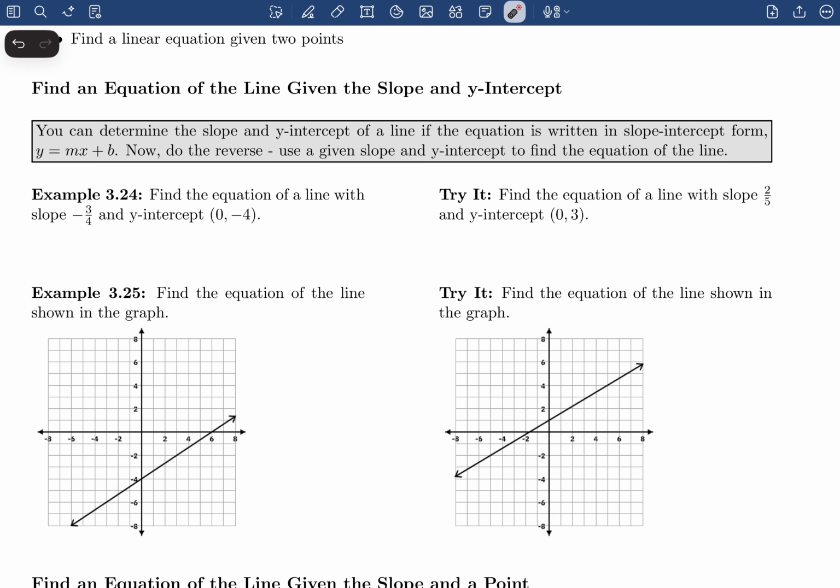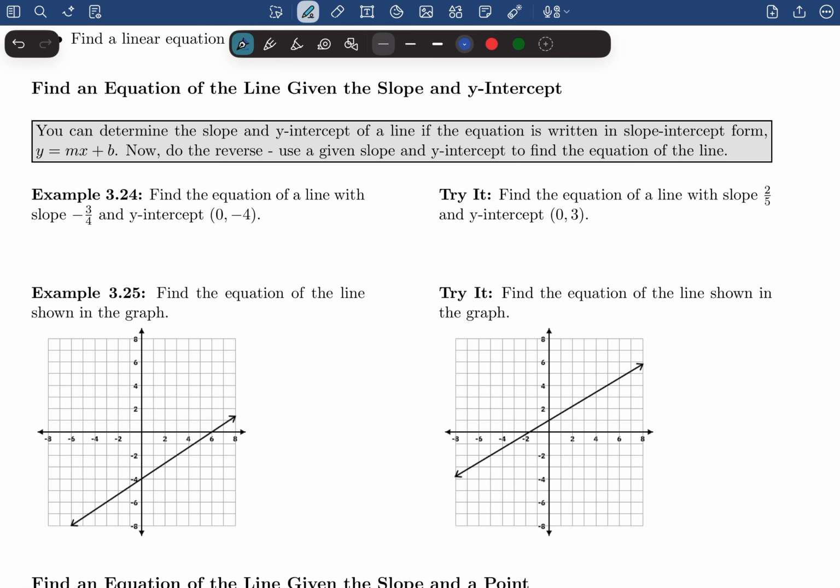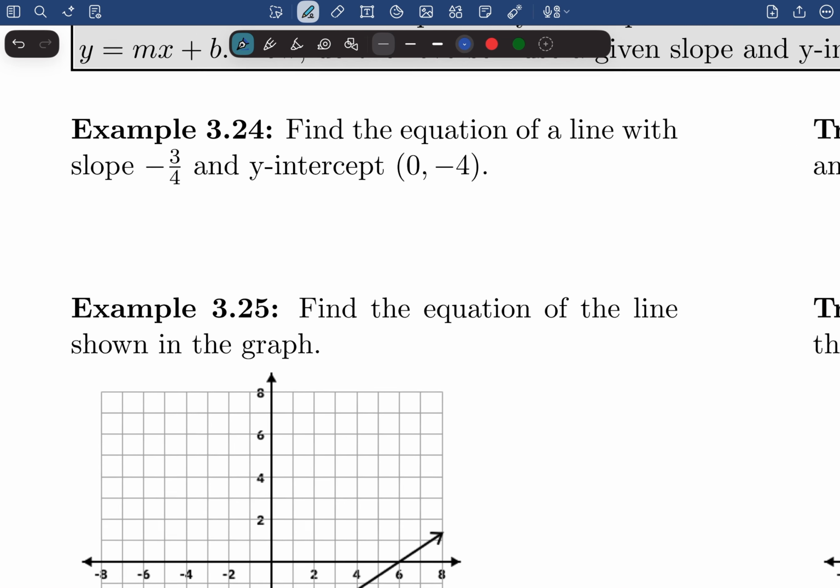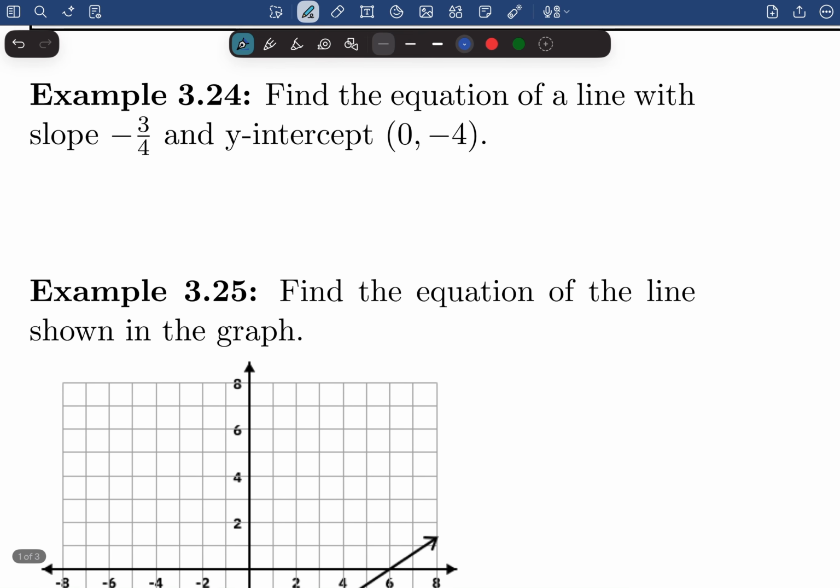Now let's practice doing the reverse. If we're given a slope and a y-intercept, let's write the equation of that line. Or if we are given a graph, let's write the equation of the line on the graph. Here we go. Example 3.24. Find the equation of a line with slope -3/4 and y-intercept 0, -4.